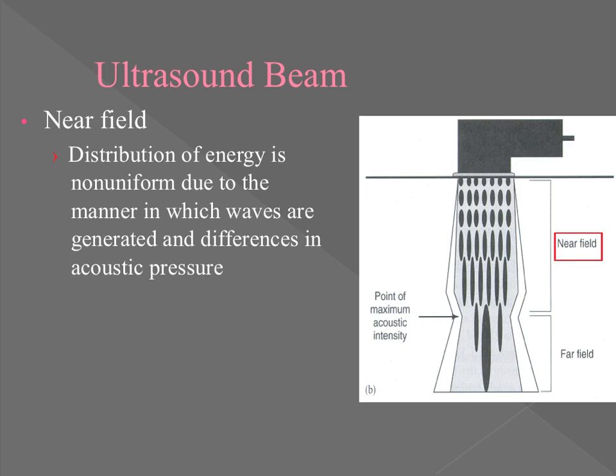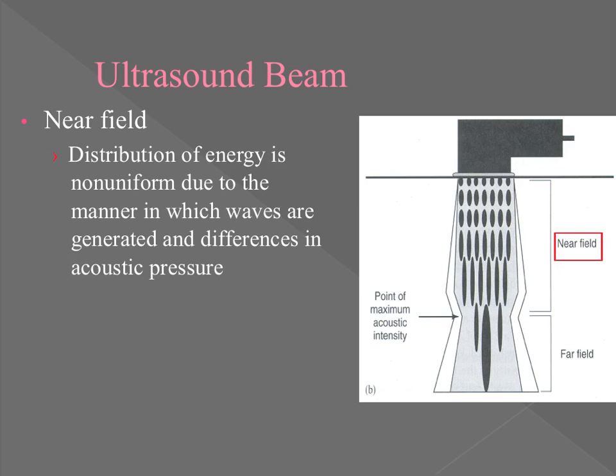So the area closest to the transducer head, the point of the pressure of the sound field, is going to be most non-uniform. And that's due to the manner in which the waves are generated, and the differences in acoustic pressure between the actual transducer head and the epidermal layer of the patient. So we can think of this as the near field. It's the portion of the ultrasound beam that is going to be used for therapeutic purposes. So it's the part of the beam that's going to cause our therapeutic response.